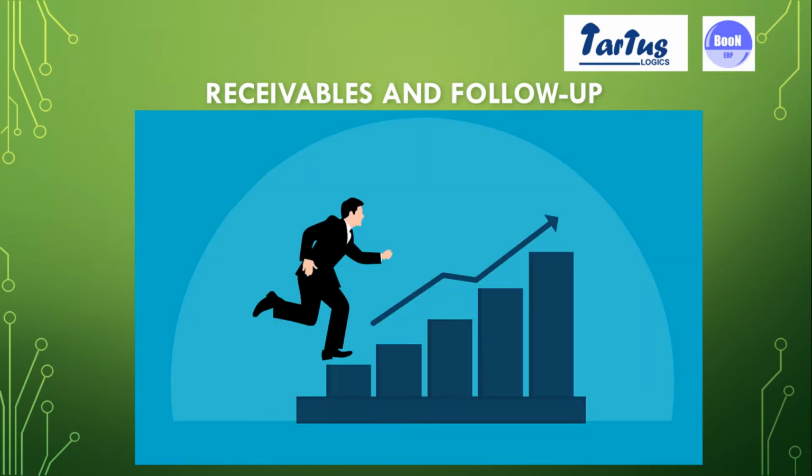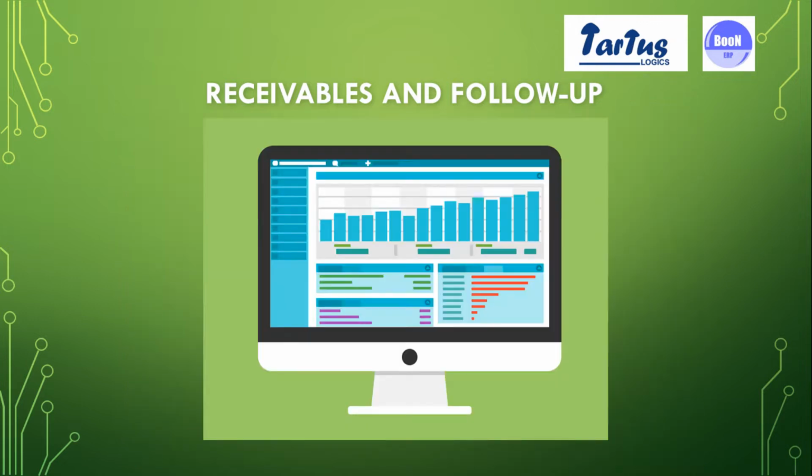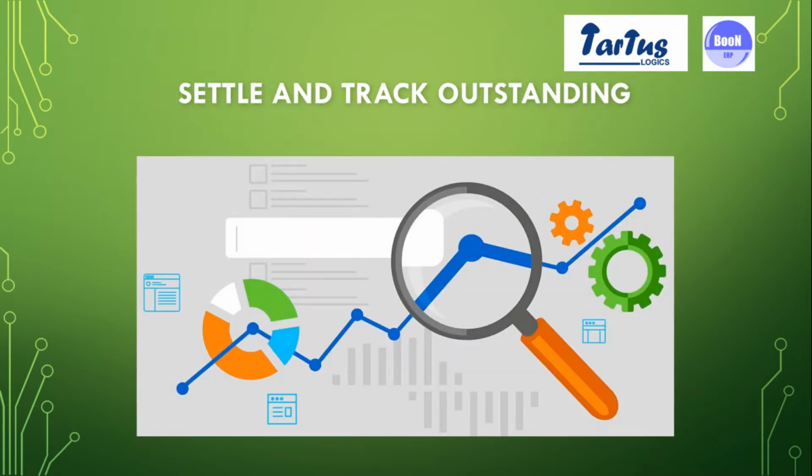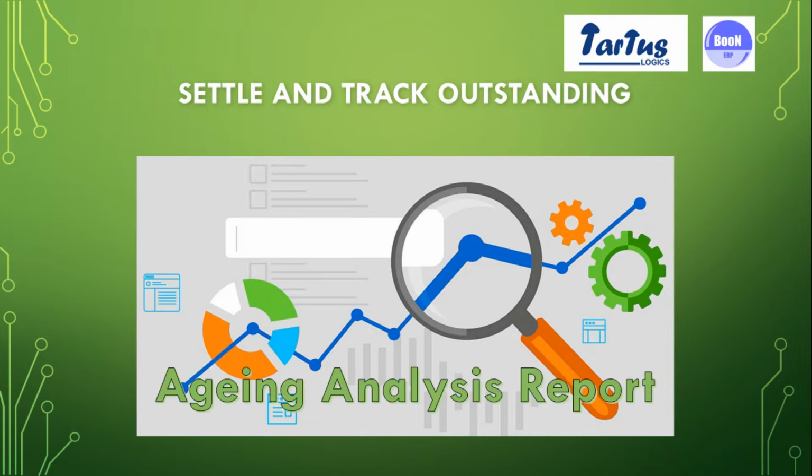But when the business grows, the volume of transactions increases and it becomes difficult to make proper follow-ups. In this case, proper systems are necessary to manage the situation. Boon provides a very efficient system to settle and track your outstanding using our aging analysis reports.